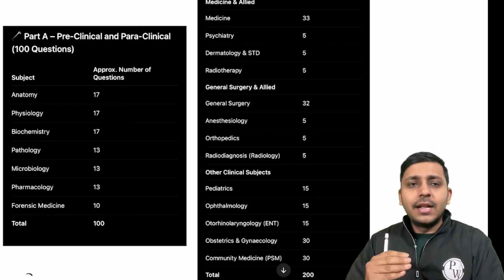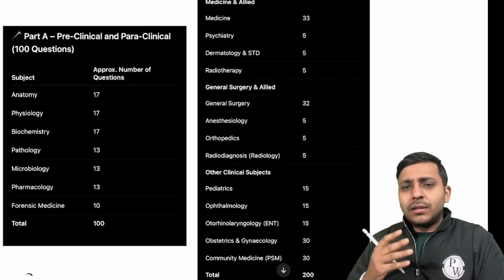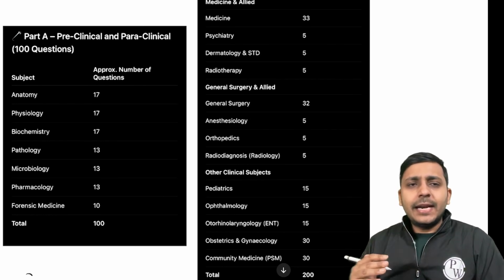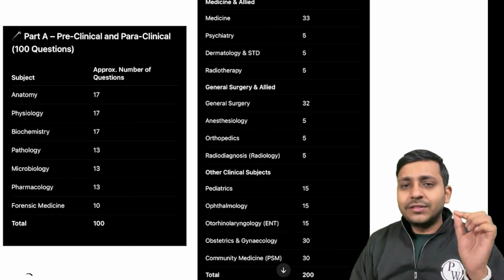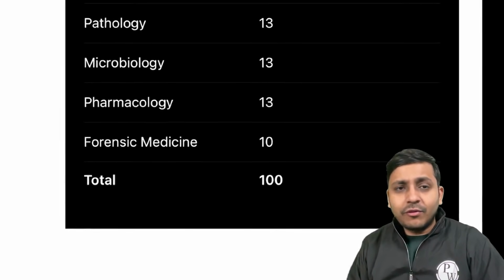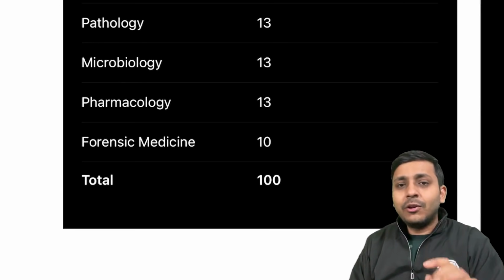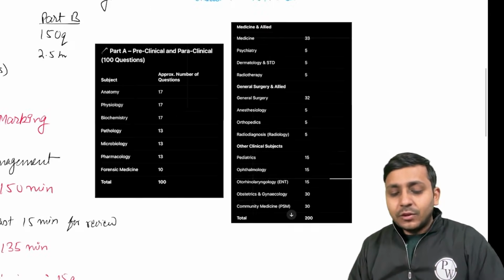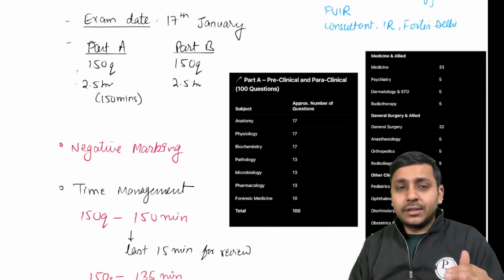Now, minors have a little less weightage. Path, biochem, micro, pharma, 13 questions each. Anatomy, physio, biochem, 17 questions each. Now, again, forensic here, you can see 10 questions coming from forensic. It's a gold mine. One day you will read forensic, you'll get 10 questions correct. And most of the questions in forensic are easy. If you have read the notes well, you will be able to answer them.